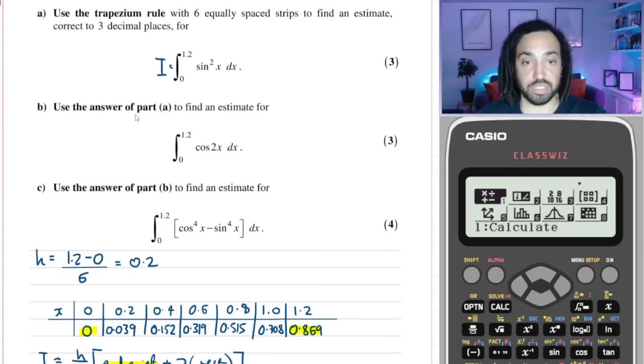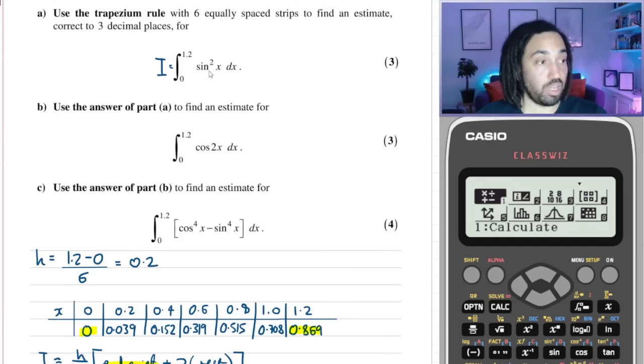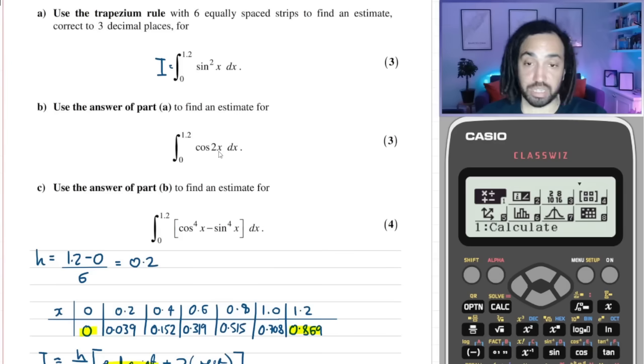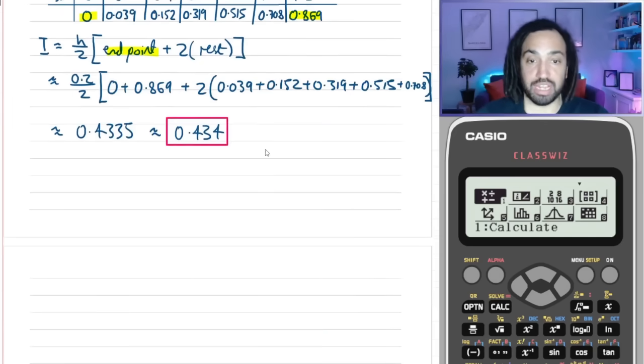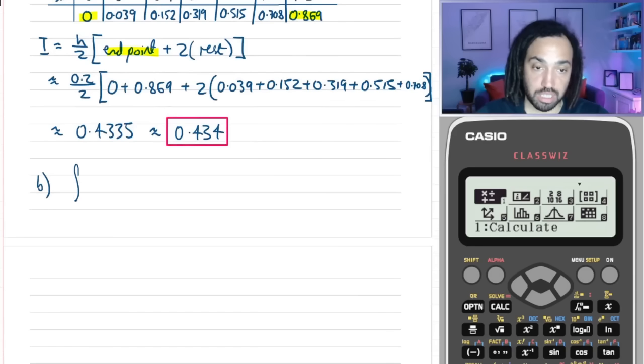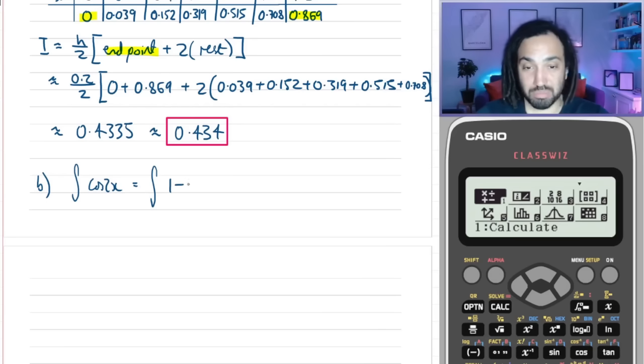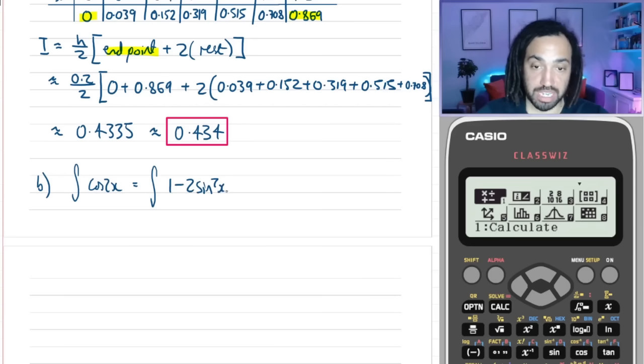And now it says, use the answer to part A to find an estimate for the integral of cos 2x. So what we need to do is convert this into some form of the one that we know the answer to. Now cos 2x, as we know from our double angle formulas, the integral of cos 2x will equal the integral of 1 minus 2 sine squared x dx.